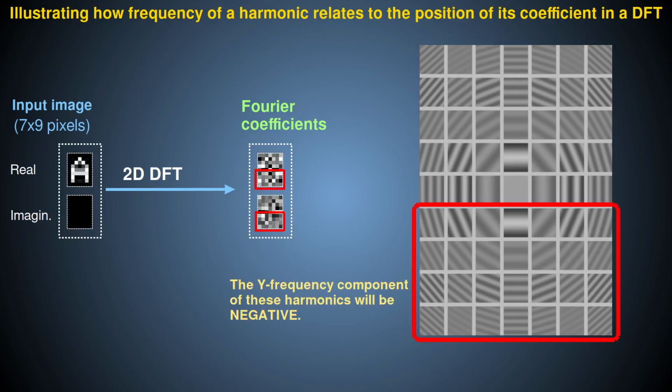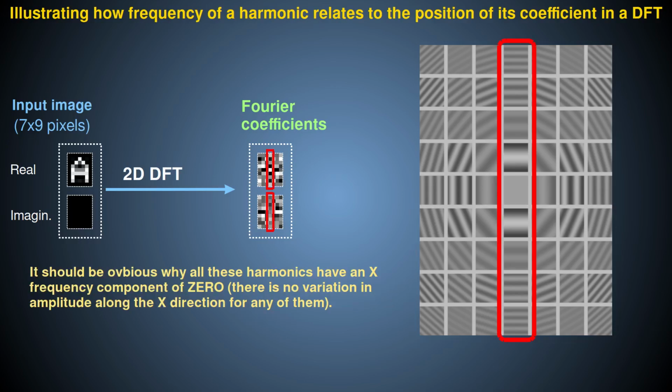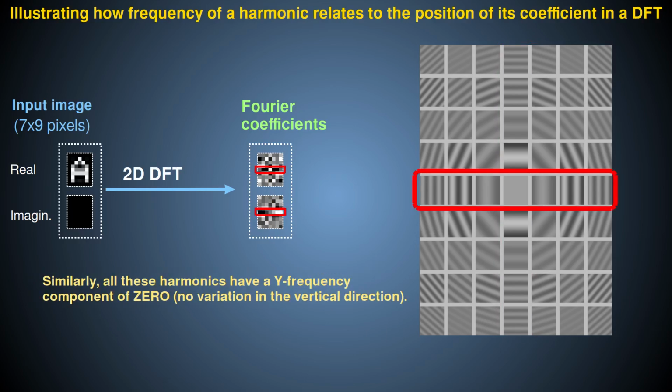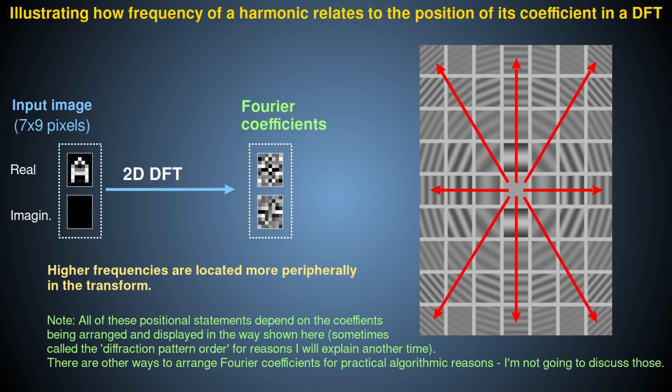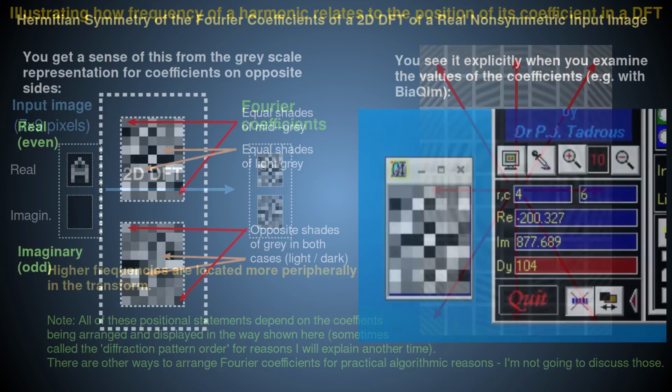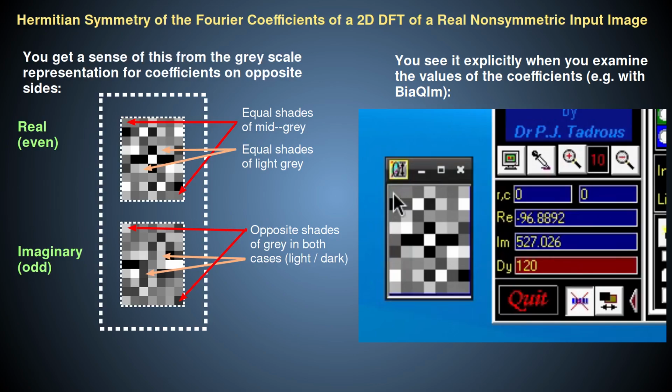Secondly, points exactly on the midline in x represent frequencies with an x-component of 0, even though the y-component of the frequency along this line can be anything. The converse is true for points along the midline in y. The point that is on the midline in both x and y, that is the center point, represents the zero-order harmonic, that is the DC offset for the whole image. Third, the further from the center you go, the higher are the absolute frequencies represented by the Fourier coefficients at those points. In this example, our input image is real and non-symmetric, so as I explained in my previous Fourier video, we expect the Fourier coefficients to have Hermitian symmetry, and this is in fact the case.